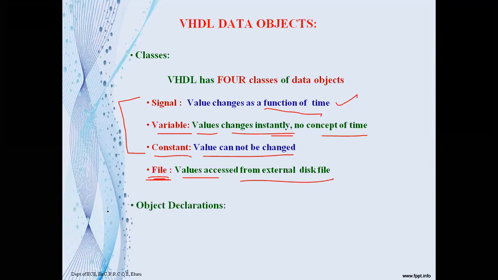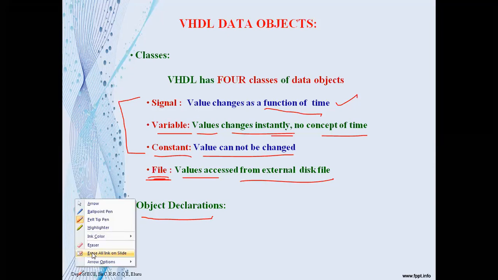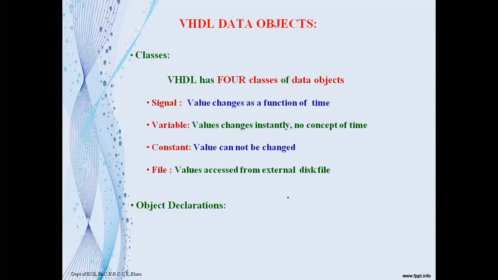Object declarations. So now all these data objects are declared by means of the object declaration. They are all declared by means of the object declaration. So what is the syntax of that object declaration? So we will see here. Now you observe this syntax here.